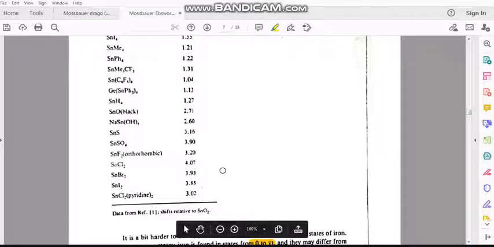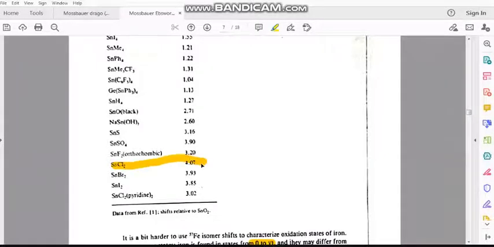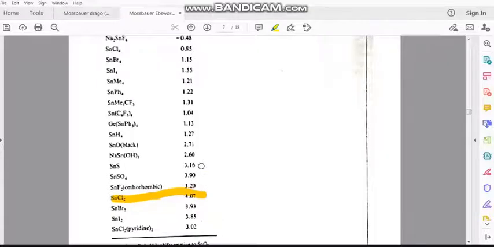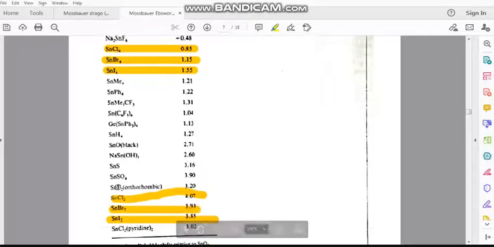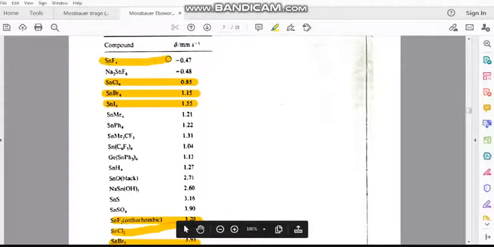For example, if you look at tin dichloride, it's 4.07. Tin tetrachloride is 0.85. In tin 4 plus there is no s electron density, so it has a lower isomer shift than tin 2 plus. So for the chloride, tin 2 plus is 4.07 and tin 4 plus is 0.85. For tin dibromide it is 3.93, tin tetrabromide 1.15, tin diiodide 3.85, tin tetraiodide 1.55, tin difluoride 3.20, and tin tetrafluoride minus 0.47.